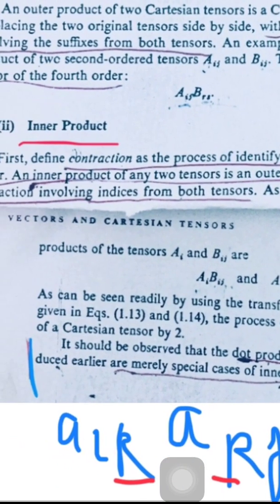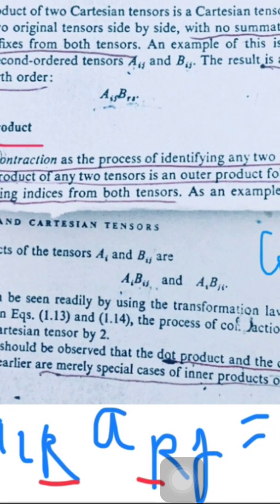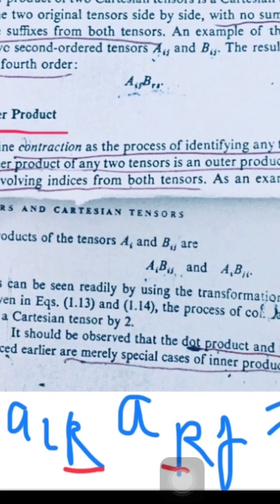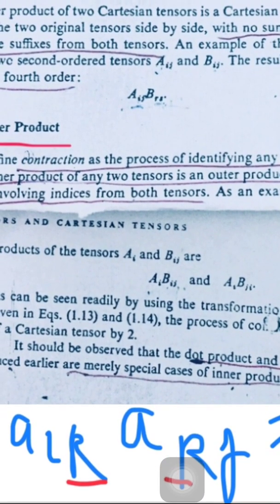As an example, if we have a product of two tensors Ai and Bij as an outer product, Ai Bij, or it may be Ai Bji. What we are seeing here is that i is the same index in both. So we can take contraction on i. After contraction on i, the Cartesian tensor becomes of lesser order.